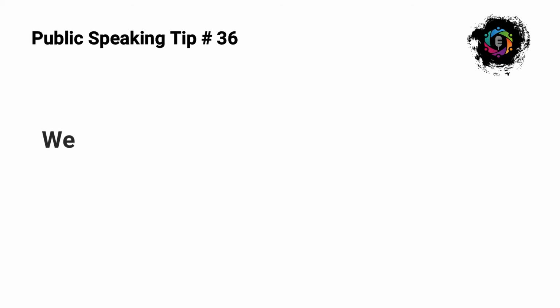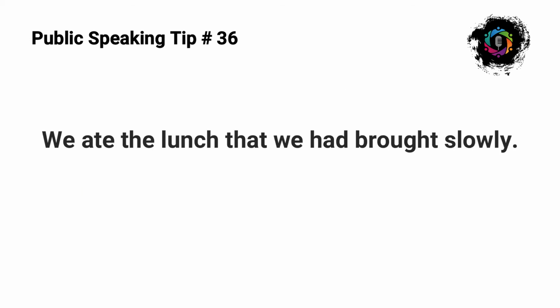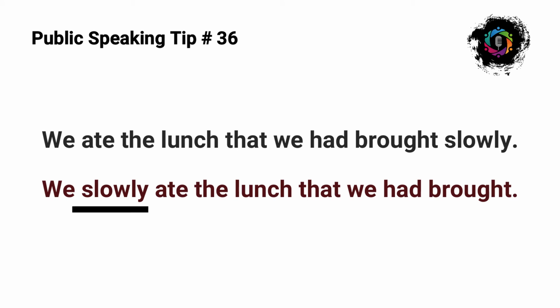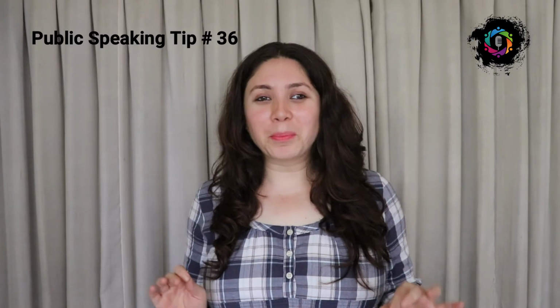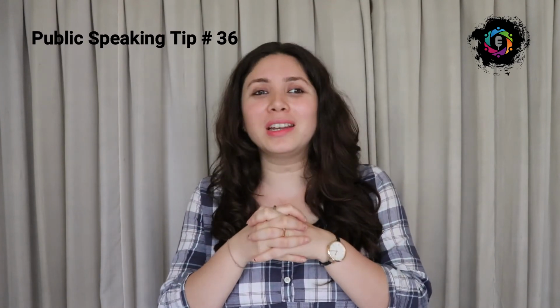We ate the lunch that we had brought slowly. Now here, slowly is a modifier, but then it doesn't make sense here. Why? Because the subject and the modifier are not placed correctly. Instead of that, if I say, we slowly ate the lunch that we had brought. Now here it makes sense. I hope I have not confused you. The point is very simple. The subject and the modifier have to be together to make a meaningful sentence.